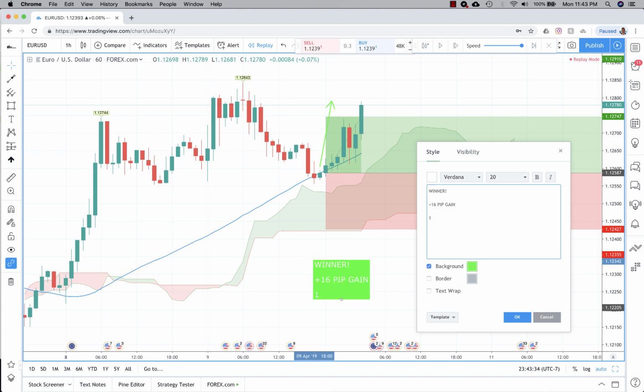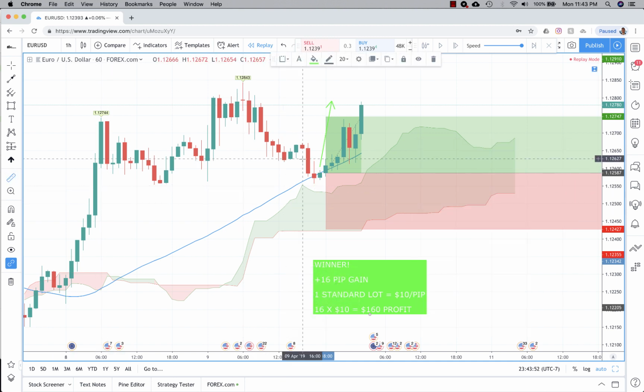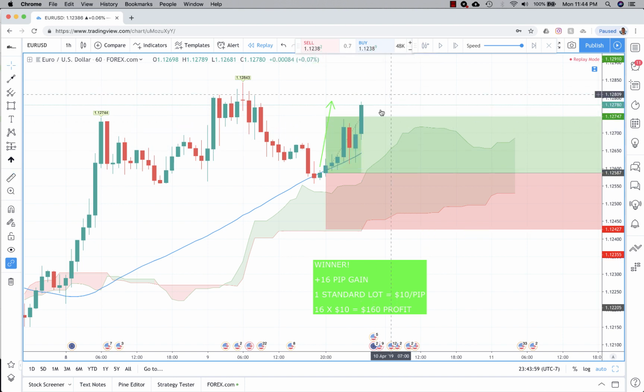For doing a standard lot, one standard lot equals $10 per pip. So we made 16 pips here times $10 equals a $160 profit. So we made that profit in about, let's see, 1, 2, 3, 4, 5, 6, in about 6 hours. It's not bad.